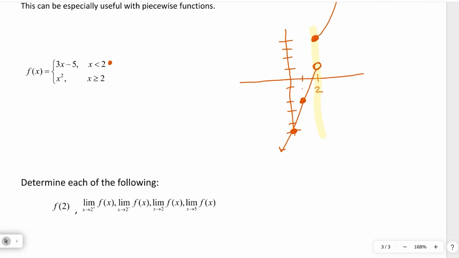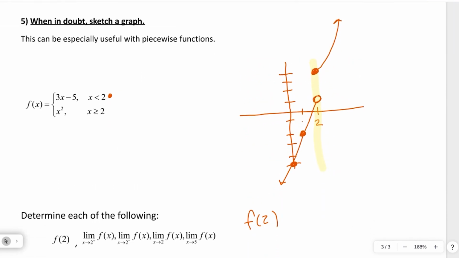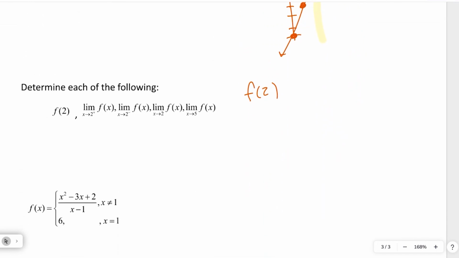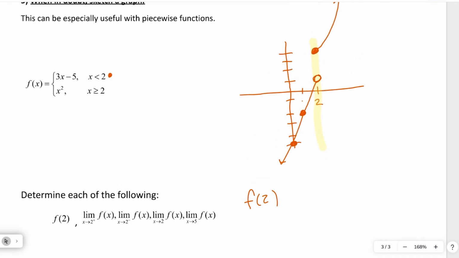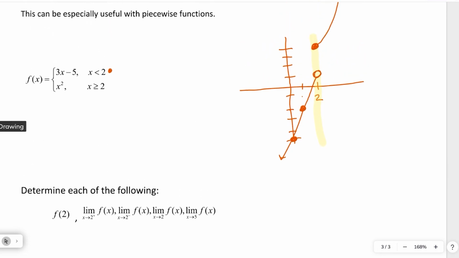What's f of 2? Is there any more of this? Oh, you know what? Is that for the next quiz? Oh, I guess not. Oh, yeah, that's for this one. Okay. So f of 2 is, I'll write it over here. So yeah, f of 2 is 4.